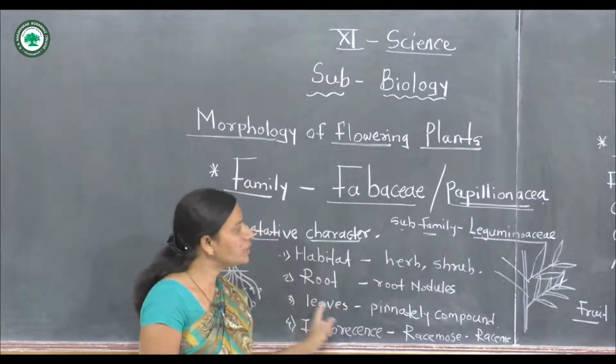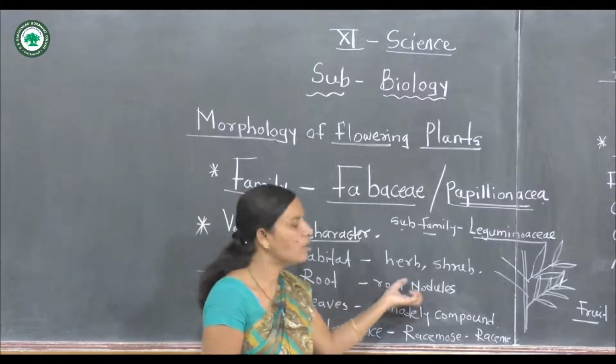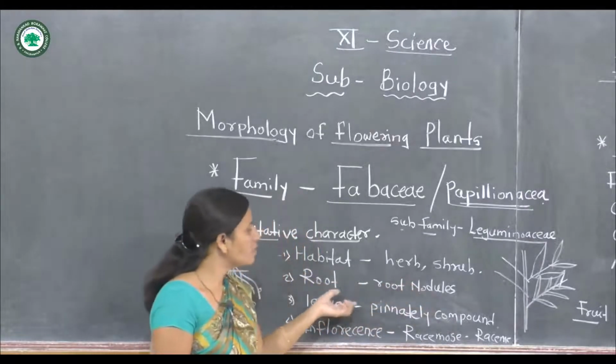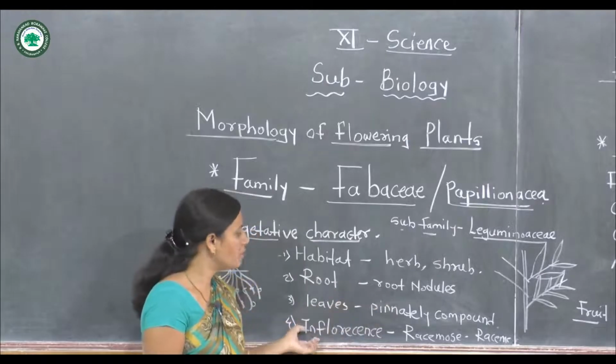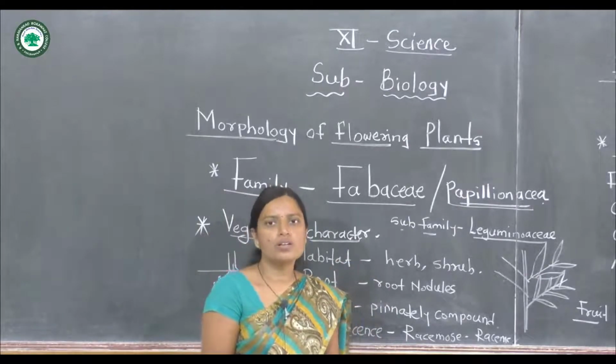These are some vegetative characters of this family: the roots bear nodules, the leaves are pinnately compound, and the inflorescence is racemose.